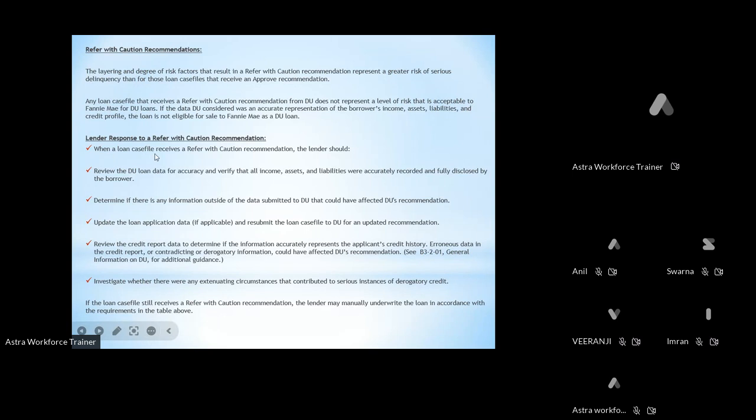When the loan case file receives a refer with caution recommendation, the lender should review the DU loan data for accuracy and verify all the income, assets, and liabilities were accurately recorded and fully disclosed by the borrower. Determine if there is any information outside of the data submitted to DU that could have affected DU's recommendation. Okay, so what they're saying is we have to verify everything. That's what I'm telling you, you have to cross verify everything. We should not blindly update what is mentioned in the DU, right? The DU also can be incorrect. So manual calculation has to be done.